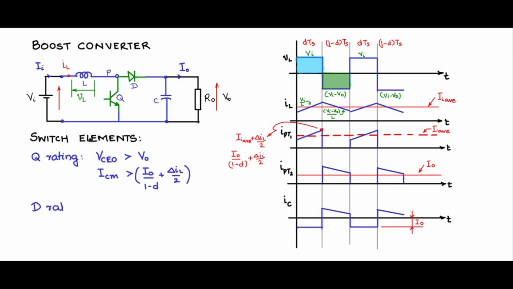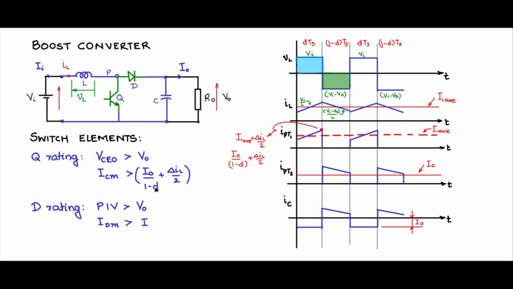So for the diode rating, we have the peak inverse voltage. Peak inverse voltage should be greater than what? So when Q is conducting, the diode D is off and it is seeing the peak inverse voltage. So during the time when Q is on, the pole point is connected to the ground. So pole voltage is 0 and the diode's cathode is connected to V0. So therefore, at least V0 amount of reverse voltage the diode has to withstand. So it should be greater than V0.